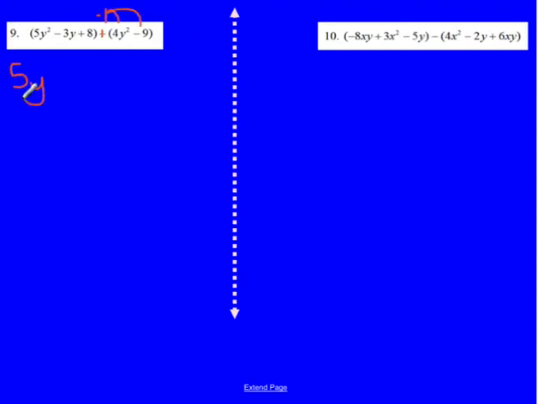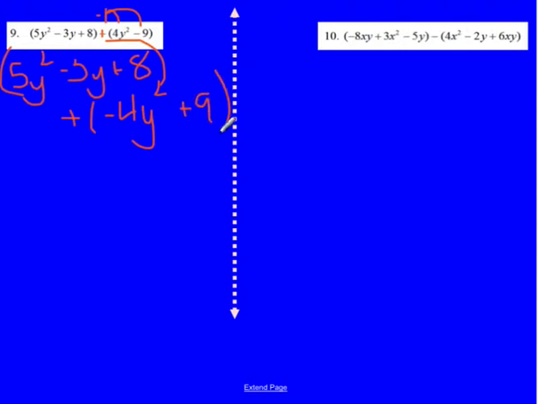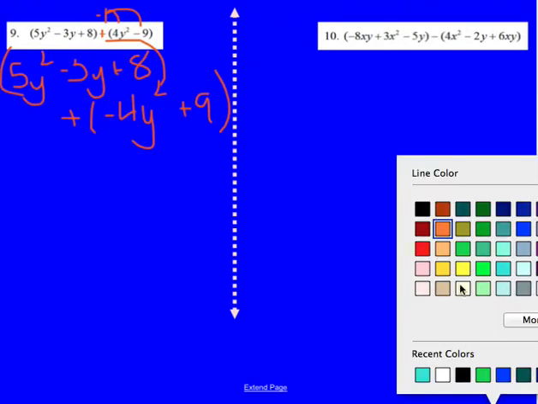So my first parenthesis is going to stay as 5y squared minus 3y plus 8. Then I'm going to change the sign. So it's going to become a negative 4y squared, and negative 9 is going to become positive 9. So now we're ready to set up our columns.